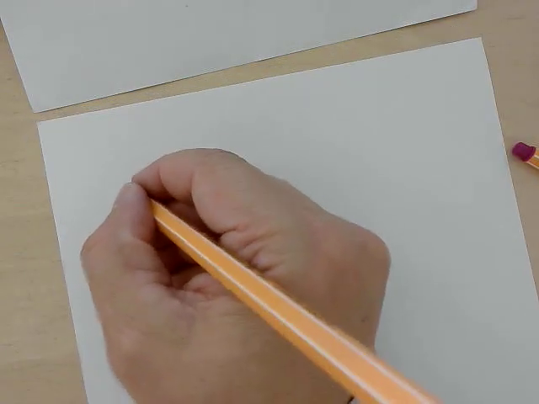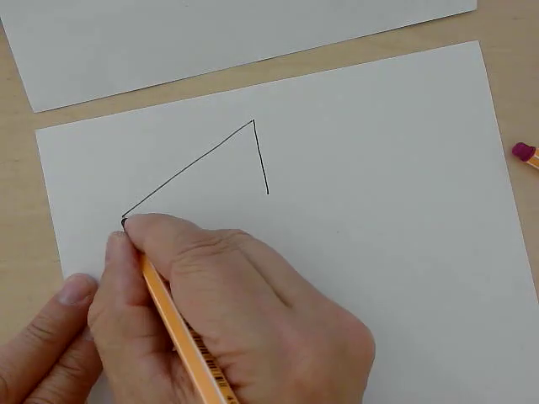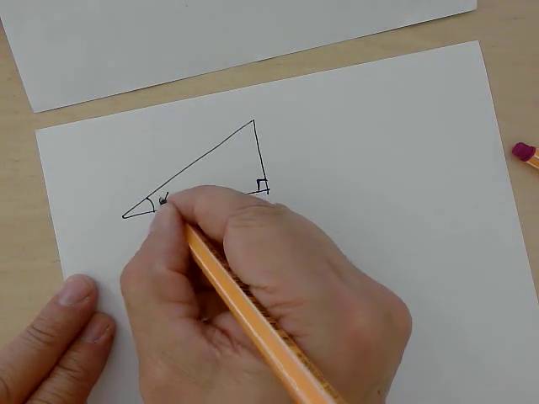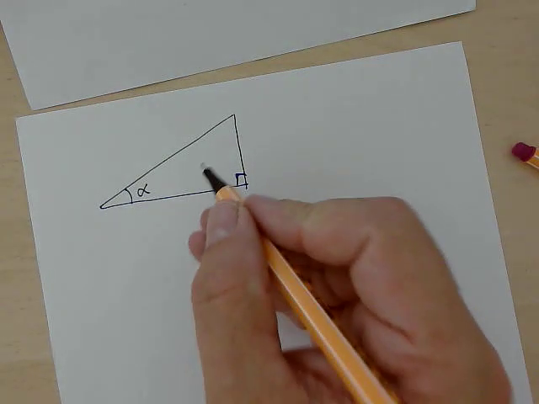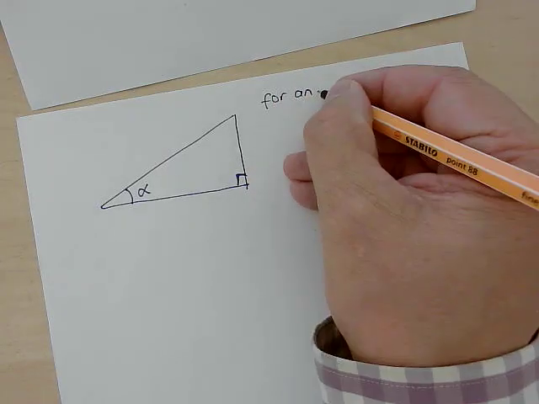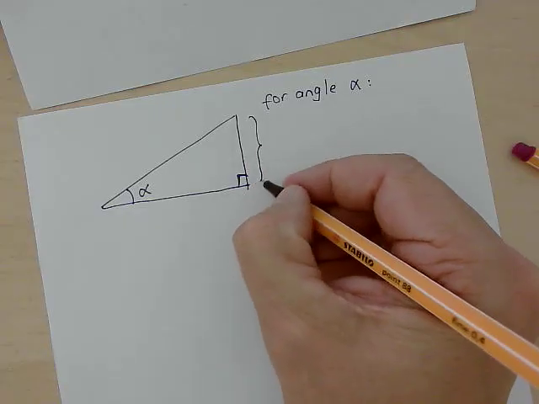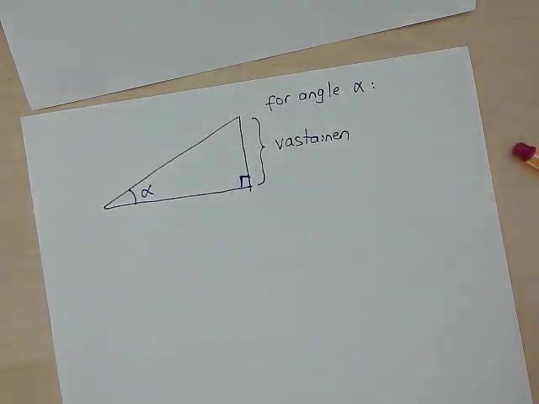For example, if I write or draw the triangle here, and I have angle alpha here, for angle alpha, this is vastainen. So that's the opposite. Yeah, opposite.